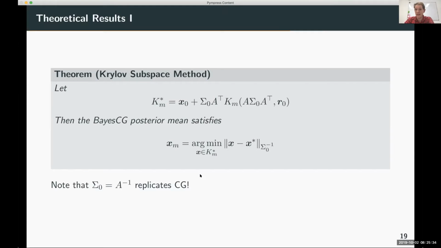I would emphasize that that's not a practical choice, because to compute the posterior covariance matrix, we would then need to invert the matrix A, which is the thing we were trying to avoid doing in the first place. But nevertheless, it's a nice mathematical property.